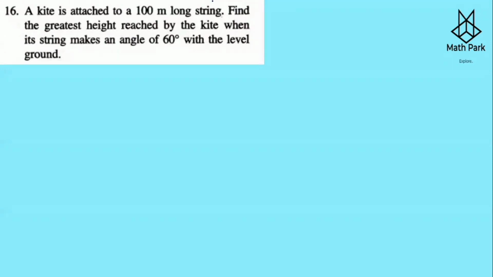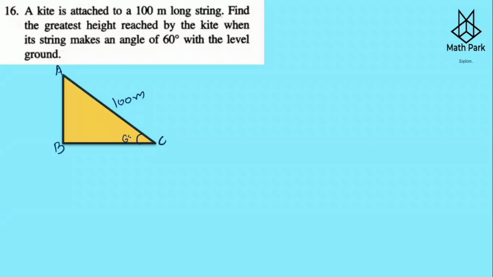Got it? A kite is attached to a 100-meter long string. Find the greatest height reached by the kite when the string makes an angle of 60 degrees with the level of the ground. So we need to draw the figure here. The figure is always a right triangle, and the length of the string is the hypotenuse. Let us name this triangle A, B and C. The length of the string is 100 meter and the string makes an angle of 60 degrees with the ground. So this is the 60 degree angle, this is the height, and this is your kite flying over here.